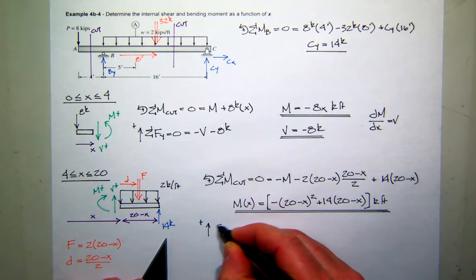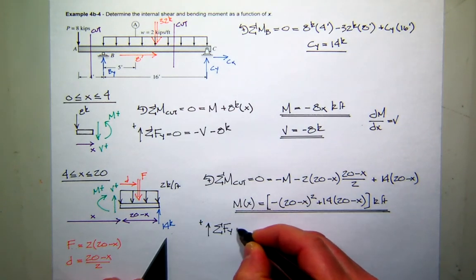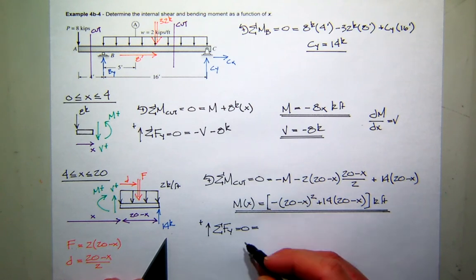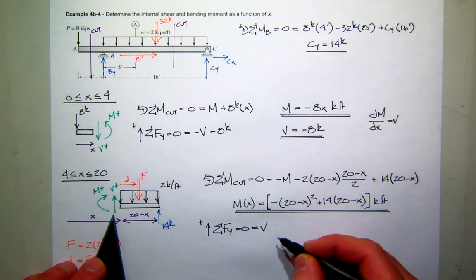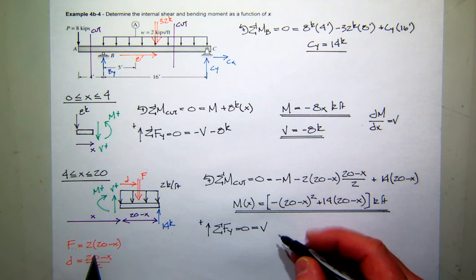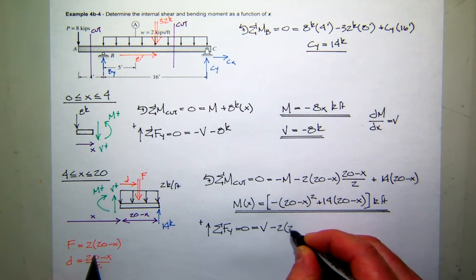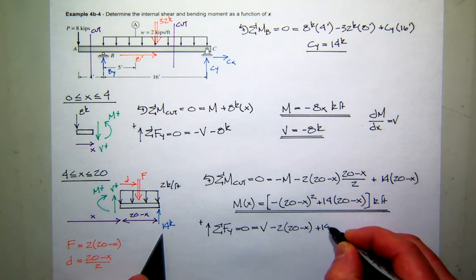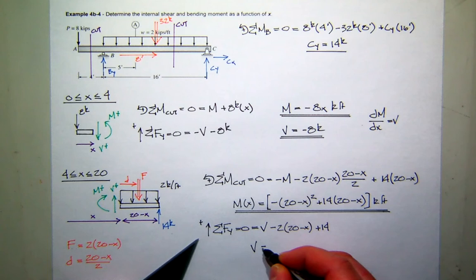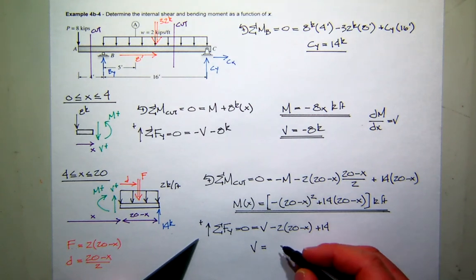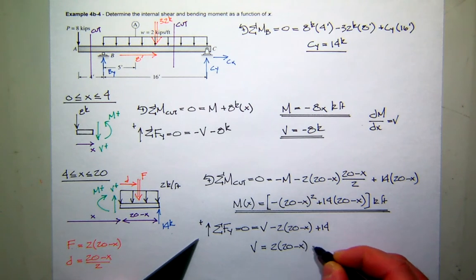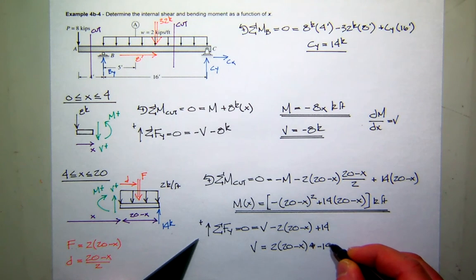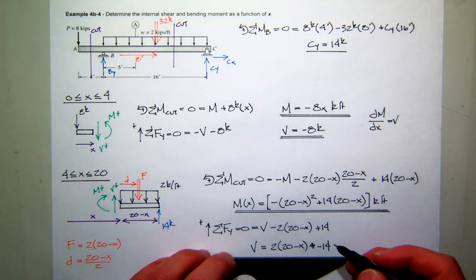Then we're going to sum forces in the y direction. Looking at that, we've got the shear force acting up. We've got our equivalent force acting down, so that's minus 2 times 20 minus x. And then we've got 14 acting up. So I'm going to solve for the shear. Let's see, what do we get? We get 2 times 20 minus x, plus, that would not be plus, minus 14. That I could probably factor out some if I wanted to.